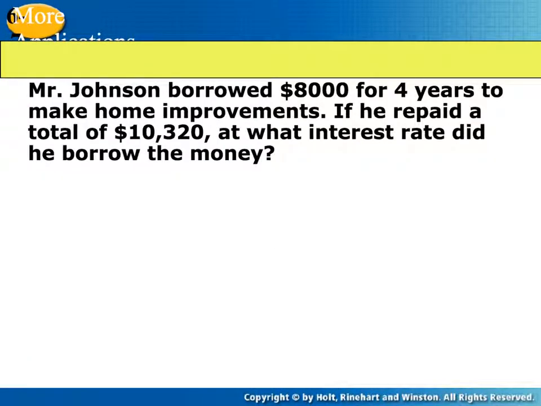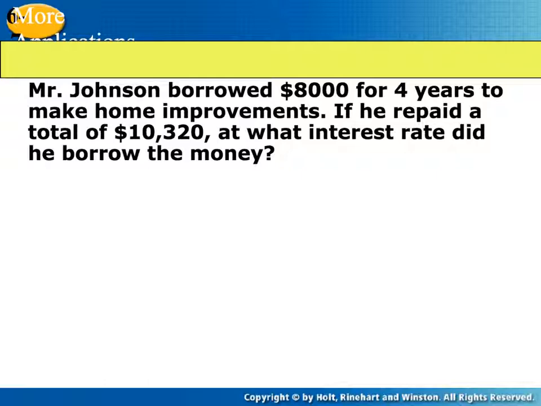Here we go. All right. I'm throwing this in to challenge you. Challenge problem. And I want to hear challenge accepted. So as we look at this problem, it says Mr. Johnson borrowed $8,000 for 4 years to make home improvements. If he repaid a total of $10,320, at what interest rate did he borrow that money? Okay. Try to see if you can figure this problem out.